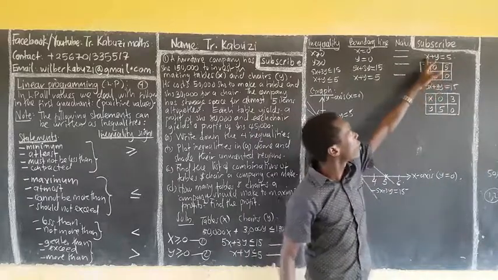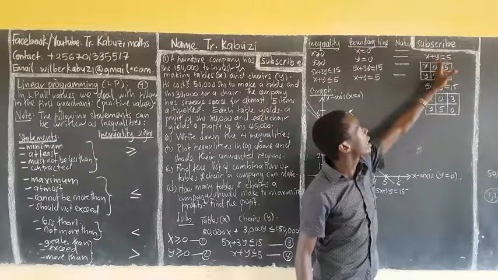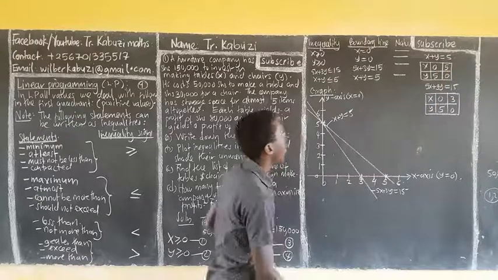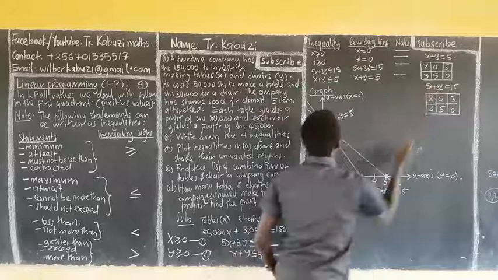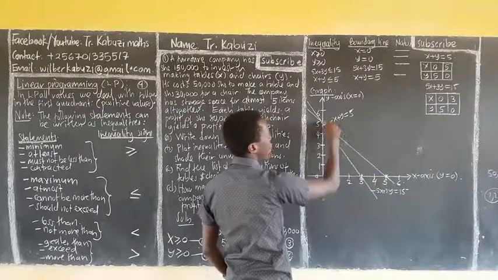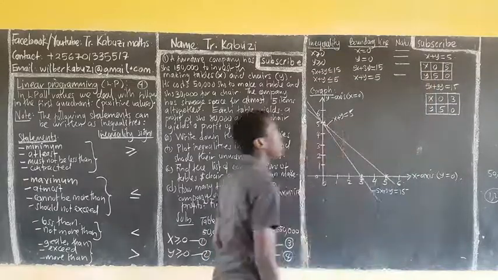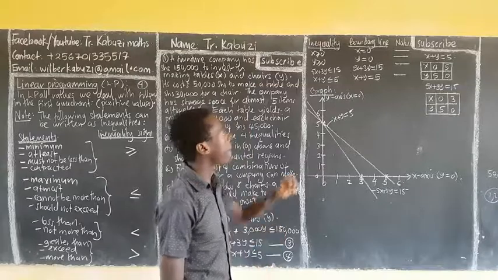When x is 0, y will be 5. Then when y is 0, x will be 5. So now you come and plot: you have 0, 5, which is there, then 5, 0, which is there. I plot this, and this will be the line x plus y equal to 5. This is just plotting the line.